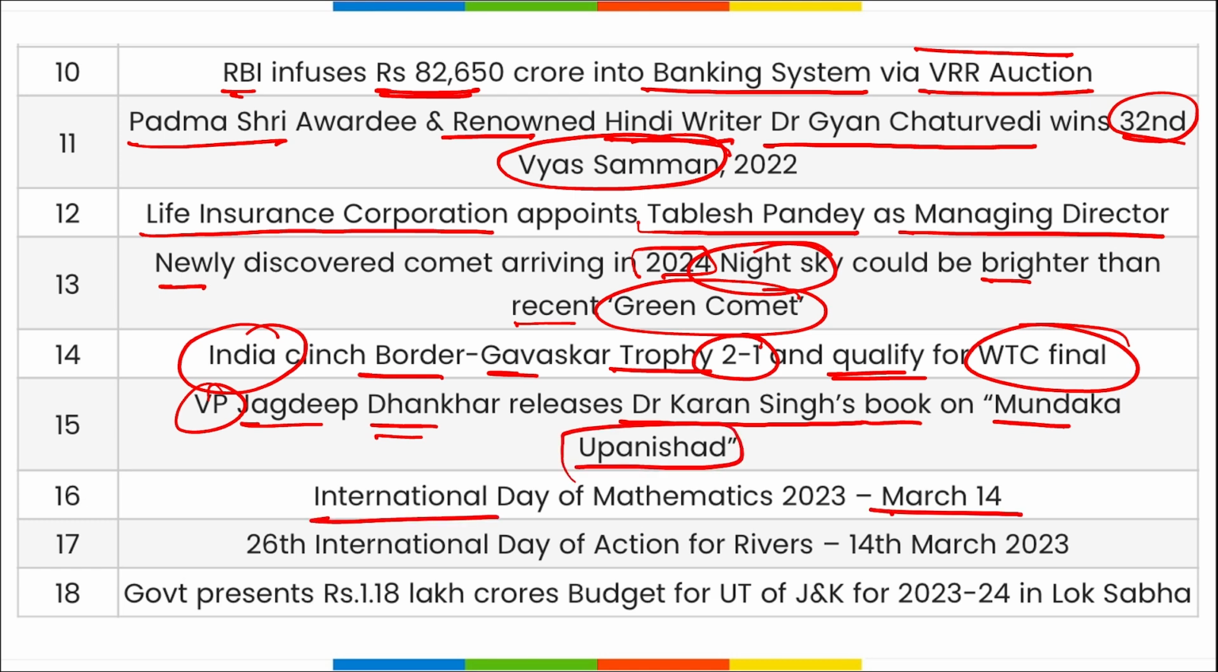International Day of Mathematics on 14th of March and 26th International Day of Action for Rivers on 14th of March. Government has presented 1.18 lakh crore rupees budget for Union Territory of Jammu and Kashmir for 23-24 in Lok Sabha.